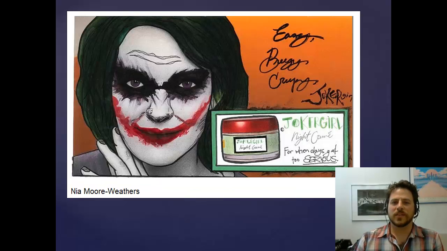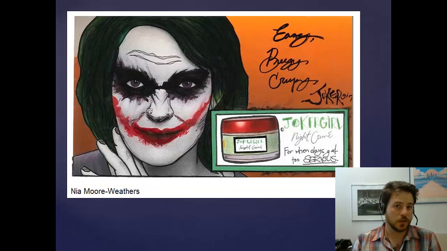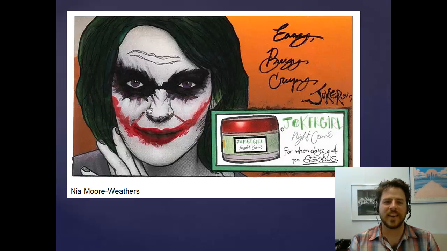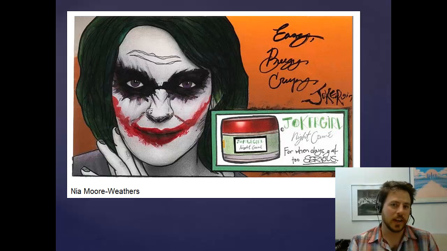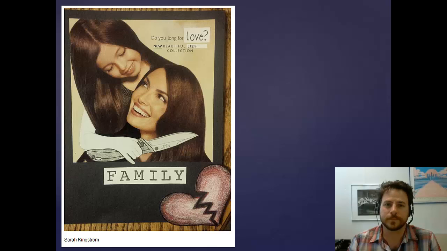Nia Moore Weathers took a different approach. She looked at night cream and had an idea about how to make this more along the lines of something that a female type Joker might use. I really like the way that the original advertisement shows through in this piece. However, she's clearly made it her own. So this is both a collage and a drawing on top of the original piece. The colors in this piece work really well also.